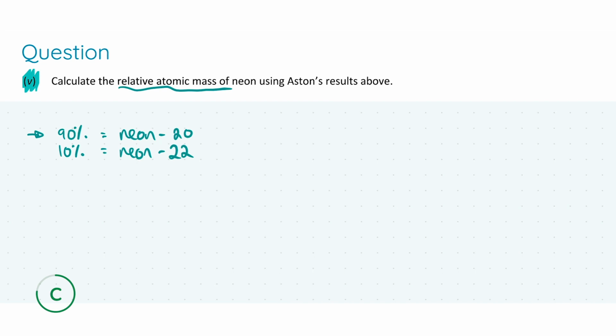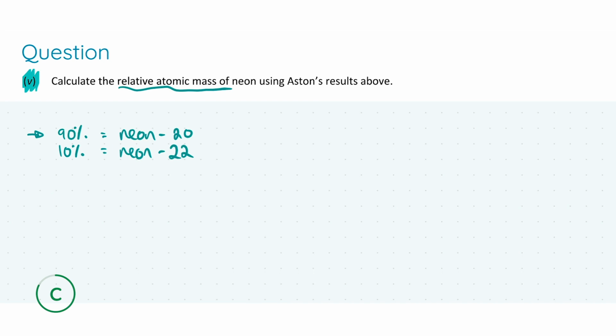So basically what that means is that when he went out and measured all the neon, he was able to find that 90% of it was the isotope neon 20, and 10%, or the remainder in this instance, was neon 22. What we need to do now is find the relative atomic mass of it, which is taking into account all the relative abundances found in nature. So this neon 20 and neon 22 need to be weighted in how much is present in the results that Aston found.